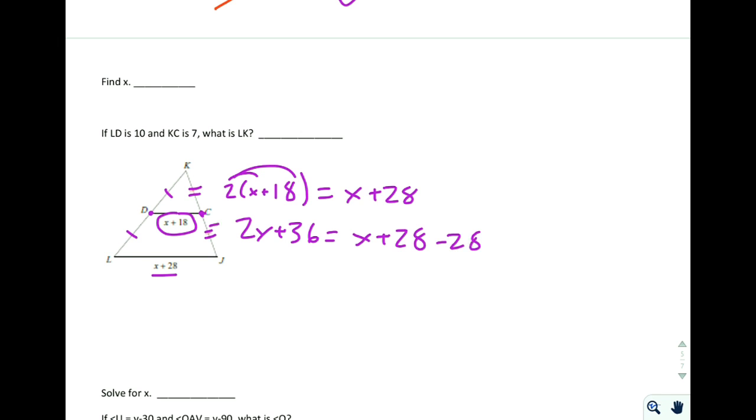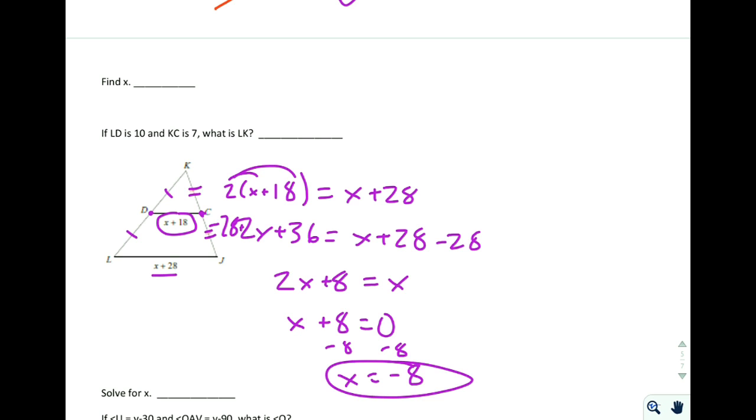Subtract 28 from both sides and I get 2x plus 8 equals x. Subtract x from both sides and I get x plus 8 equals 0. Subtract 8 from both sides and x equals negative 8. There's probably more efficient ways to do that, but either way I get to x equals negative 8.